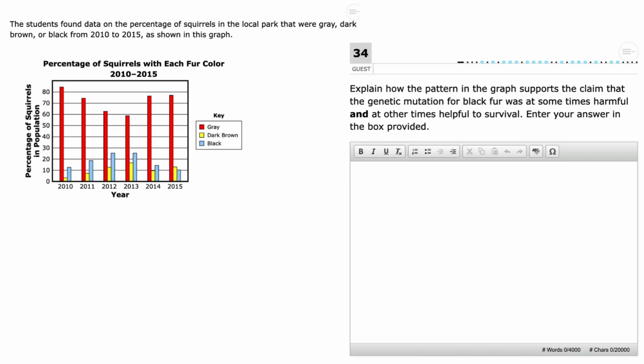Question 34. Explain how the pattern in the graph supports the claim that the genetic mutation for black fur was at some times harmful and at other times helpful to survival. Enter your answer in the box provided.